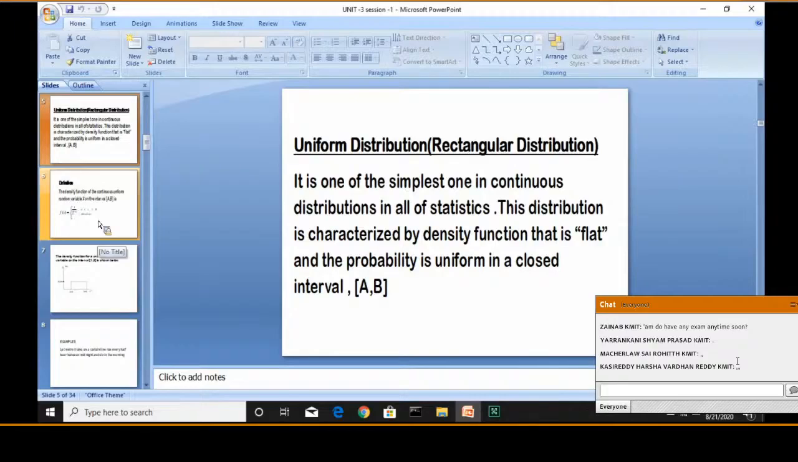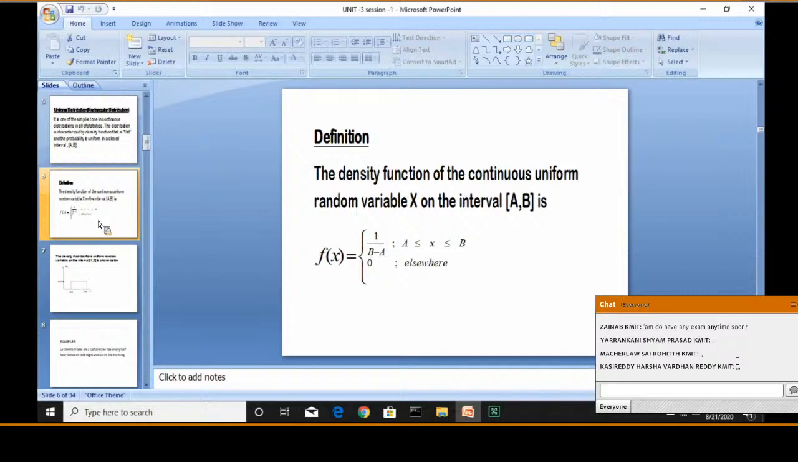Sir has taught you probability density function is for a continuous random variable. Probability mass function is for a discrete random variable. What I am teaching is a continuous distribution, so it has a probability density function. The density function of the continuous uniform random variable x on the closed interval AB is f of x equal to 1 by b minus a.